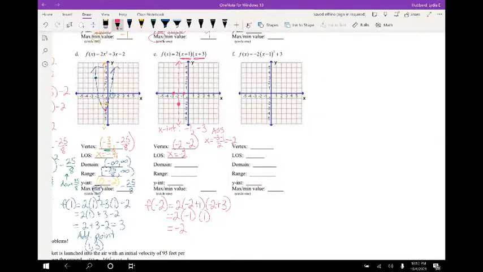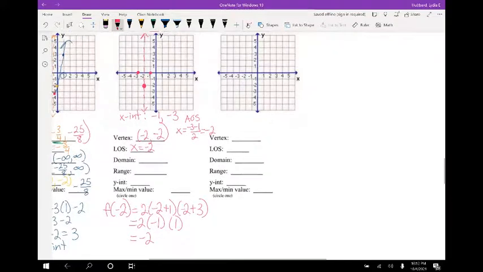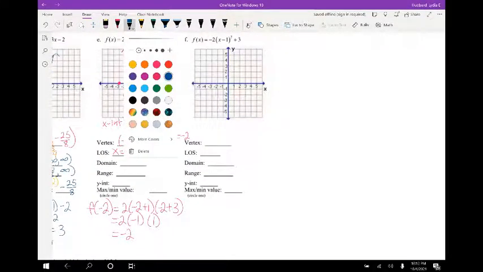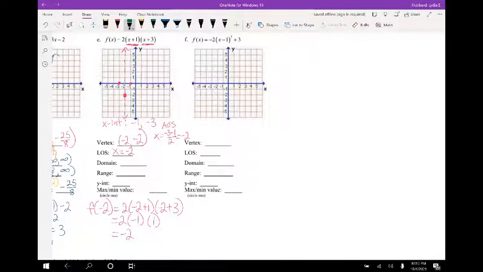Okay, so we have 3 points there, but typically we would like to have 5, if at all possible. So in order to get that last point that we want, well, we have to find our y-intercept anyway. So we'll find f of 0. So we'll say 2 times 0 plus 1 times 0 plus 3. That's going to be 2 times 1 times 3, which is 6. So I plugged in 0, I got out 6. So my y-intercept is right here.